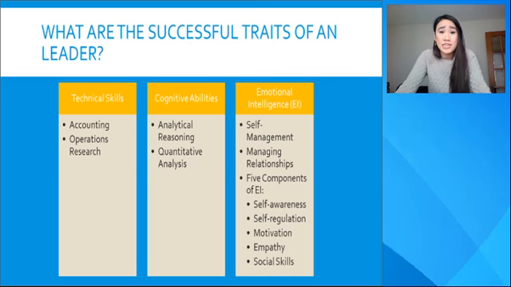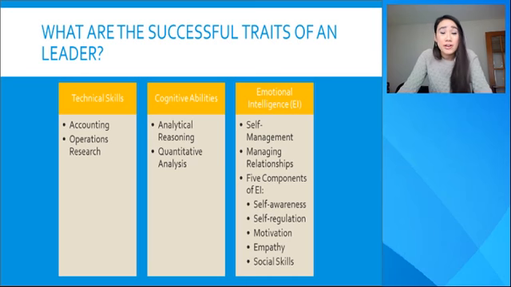Technical skills refer to the accounting and operations research, while cognitive abilities refer to the analytical reasoning and quantitative analysis. Emotional intelligence, which is highly desirable and extremely important, refers to the self-management and managing of relationships. The 5 components of emotional intelligence are self-awareness, self-regulation, motivation, empathy, and social skills. So all these mentioned attributes will contribute to a leader's effective performance, all while creating value for their organization.